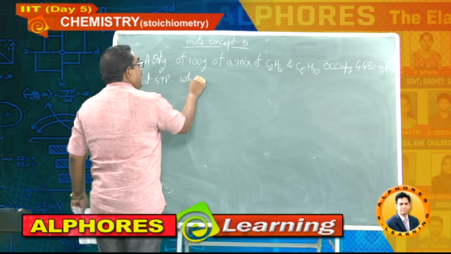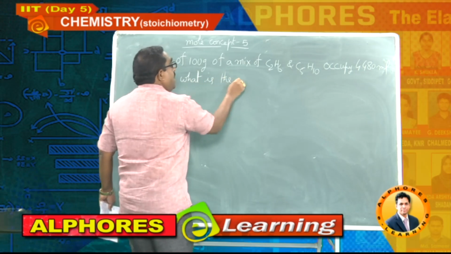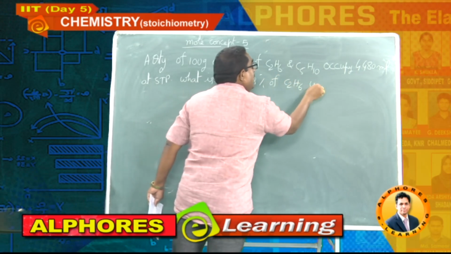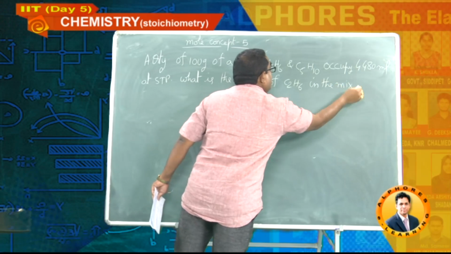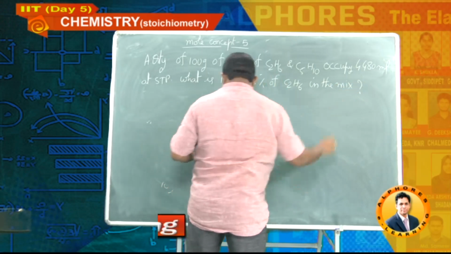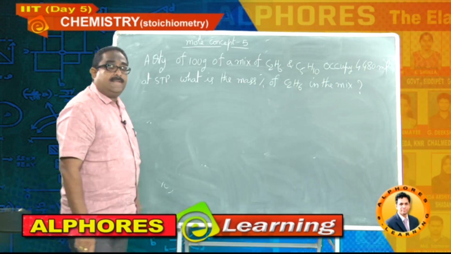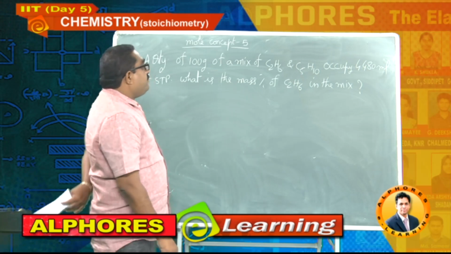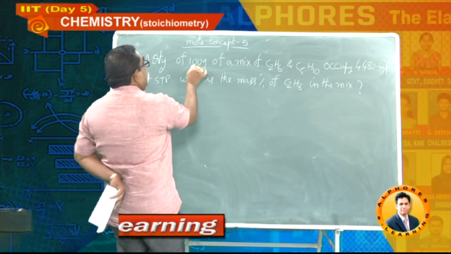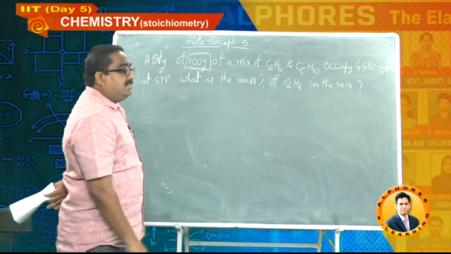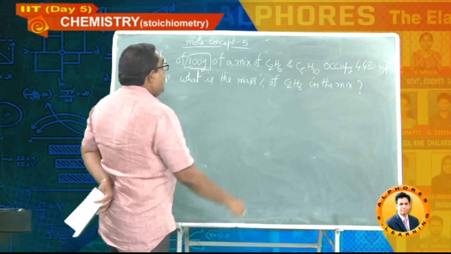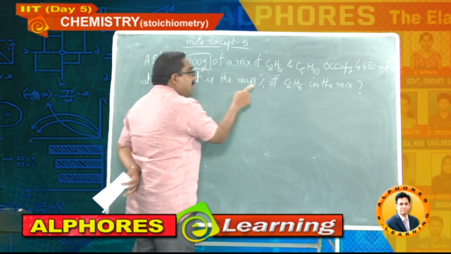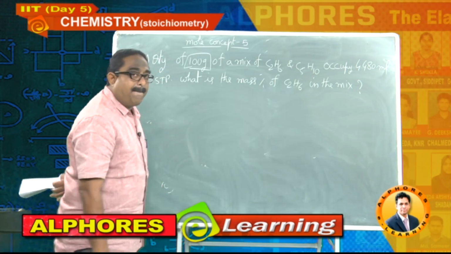What is, write down students, the mass percent of ethane present in the mixture, that is the question given, students. Okay, let us go for solution of this question. He has given 100 grams of this mixture. Mixture contains two gases, and that mixture is going to occupy that much volume at STP. And finally, you have to find out the mass percent of the ethane in the mixture.